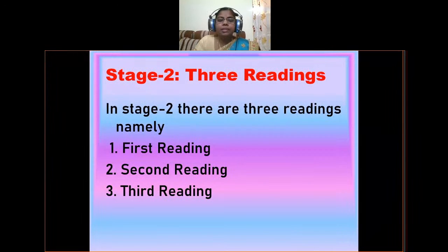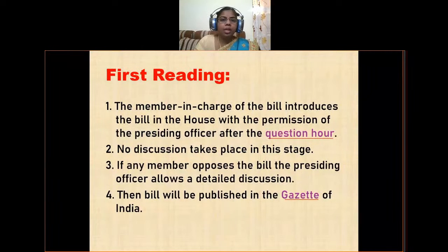Stage 2 consists of 3 readings, namely first reading, second reading, and third reading. Let us learn in detail what the first reading is, what the second reading is, and what the third reading is. Let us learn about the first reading. What does first reading mean? In the first reading, the member in charge of the bill introduces the bill in the house with the permission of the presiding officer after the question hour.